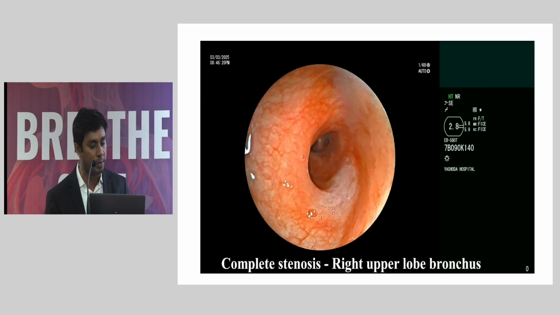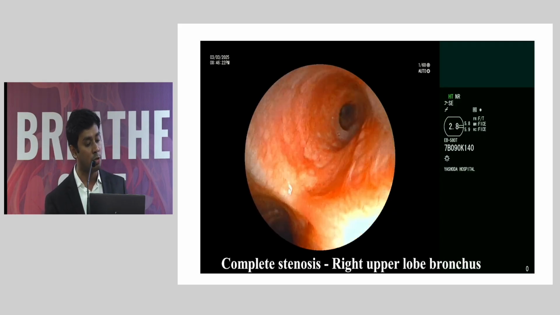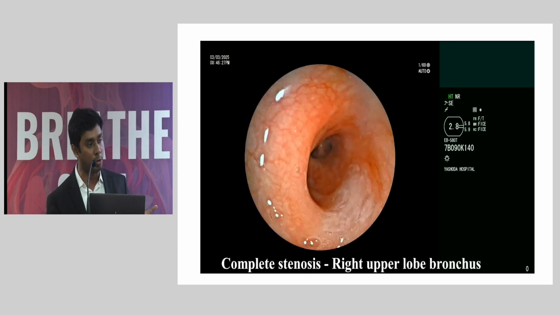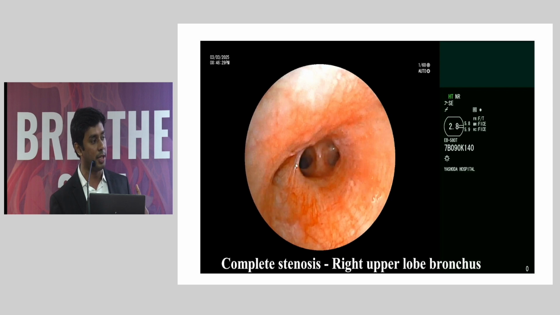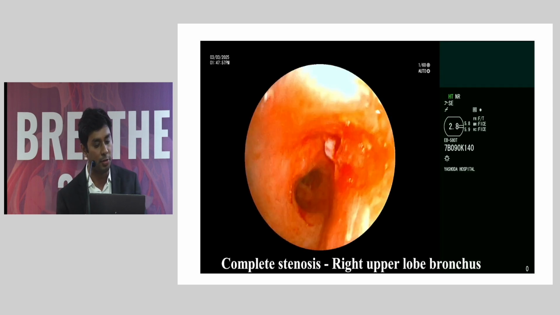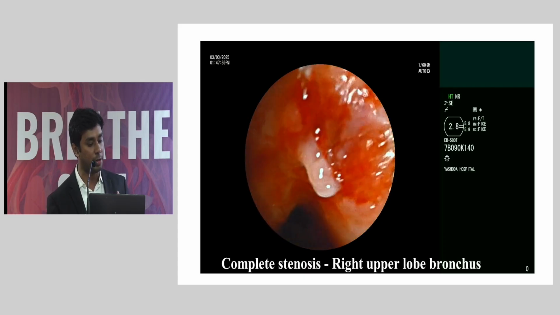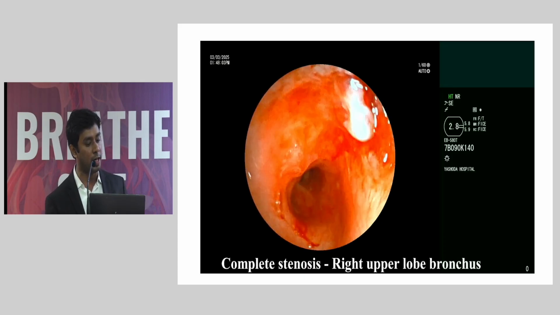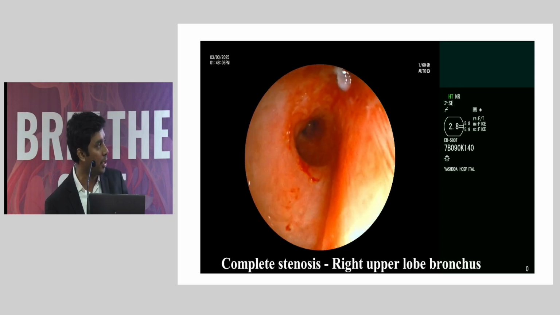suggesting a stenotic variant of endobronchial TB. Now you can see I am able to pass the scope into the right bronchus intermedius, but there is literally no right upper lobe. If we leave it like that, this patient can go on to a permanent collapse of his right upper lobe. So what we do in these cases is a bronchoscopic recanalization of the airway. Now you can see there is no right upper lobe. It is entirely covered by granulation tissue occurring secondary to an endobronchial TB.